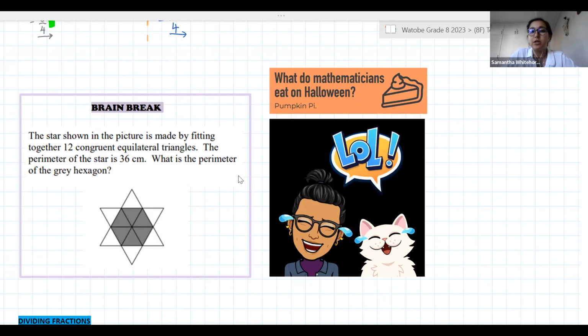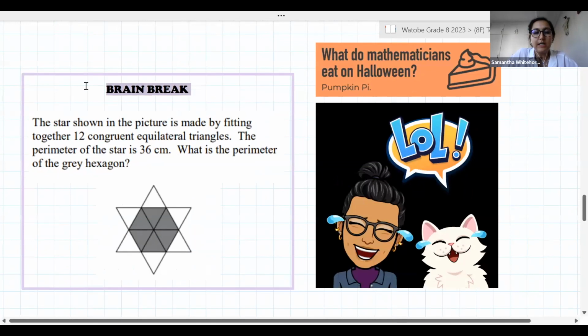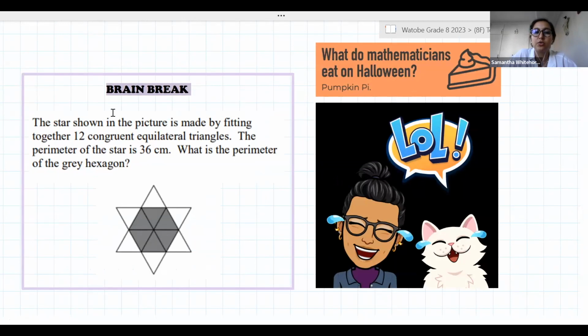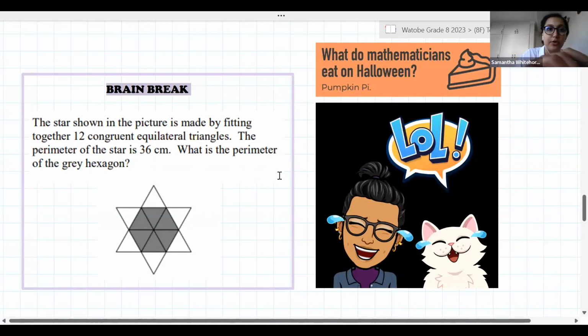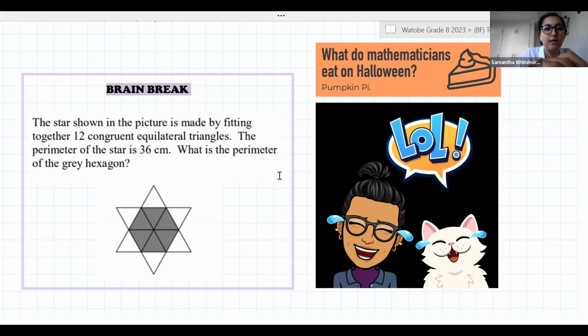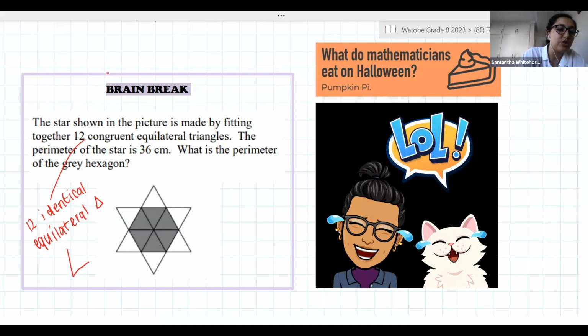For our brain break today, I'm just going to read through it so that we all know what it's saying to us. So it says, the star shown in the picture is made by fitting together 12 congruent equilateral triangles. Now that is a lot of words. Basically, what this means is we have got 12 identical, congruent means identical, equilateral triangles. Now we know that an equilateral triangle is a triangle where all 3 sides are the same length. Now that's quite important, right? So 12 congruent or identical equilateral triangles.